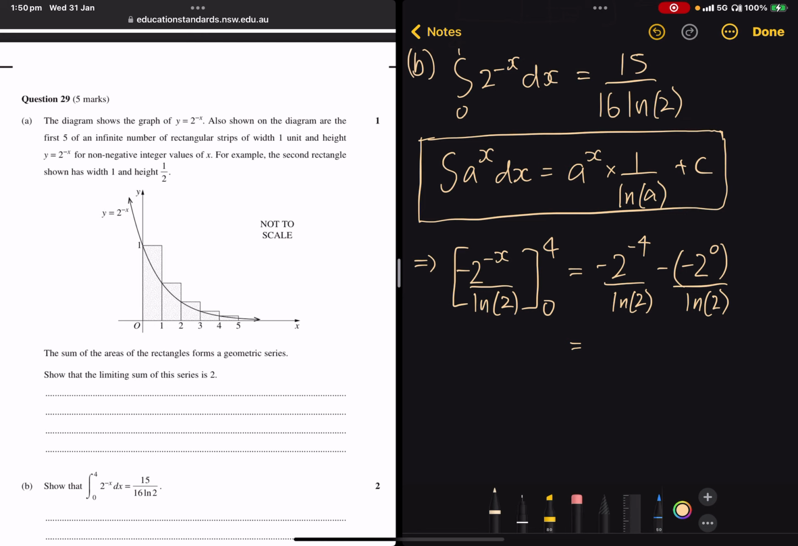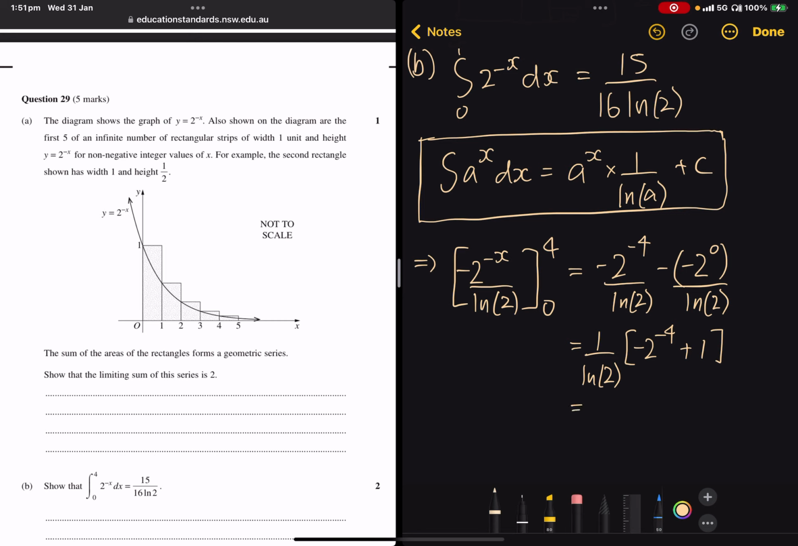So we want to be very careful with this because there's a lot of negatives floating around. So we'll take 1 on the natural log of 2 out the front, and this will leave us with minus 2 to the minus 4 plus 1. So this is what we get in the brackets.